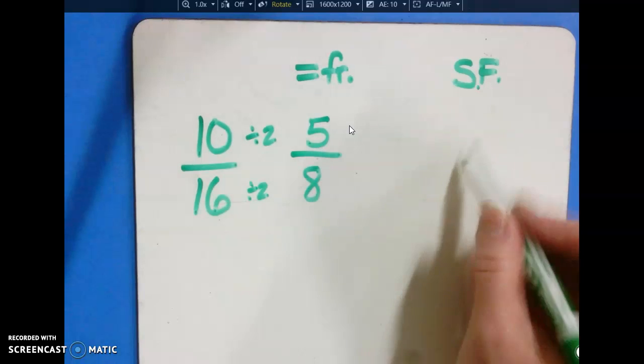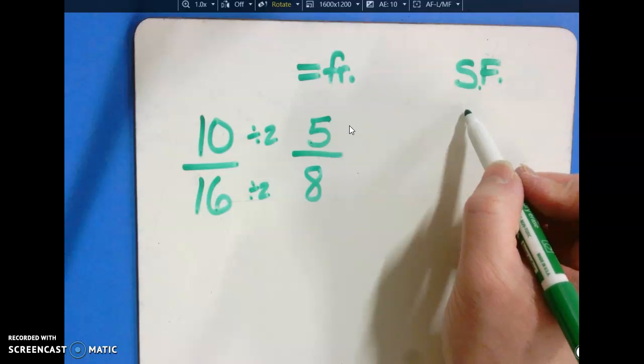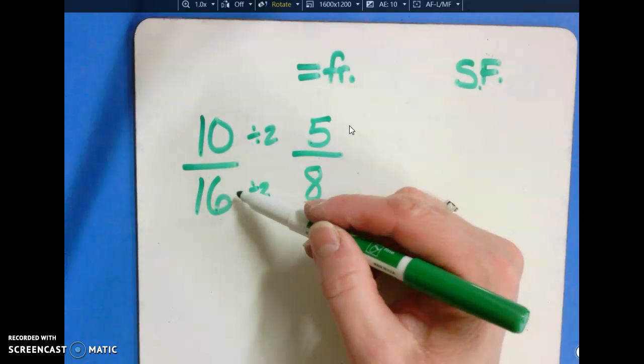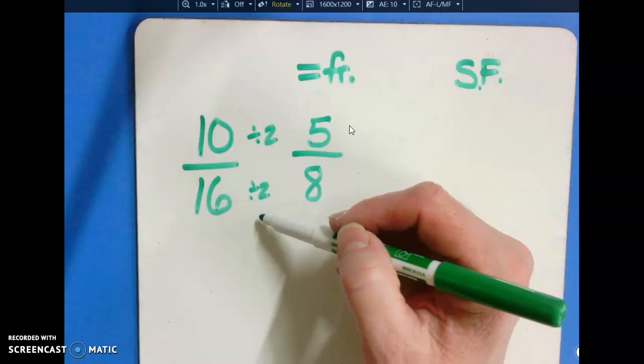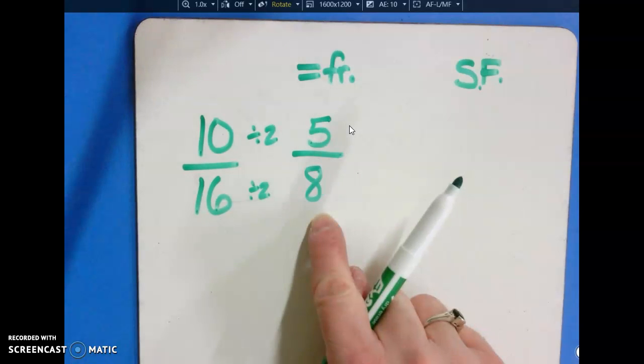And believe it or not, I've also made it in simplest form. Why? Because I divided my numerator and denominator by the biggest number that they both can be divided by, and that was 2. So 5/8 is also the simplest form.